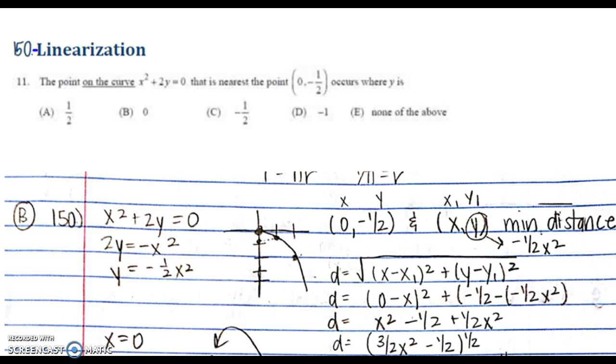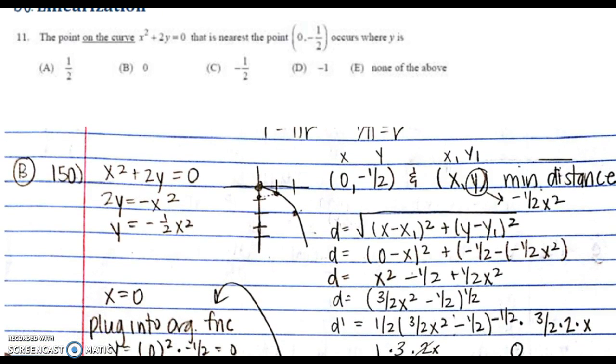This one probably isn't truly linearization. This is more of a rates problem. This is a hard one. So you have a point on this curve, which ends up being just an upside down parabola. What point on this curve is nearest to the point (0, -1/2)? So (0, -1/2) would be, I'll make it red right here, and it wants to know which is closest to it. Is it right here? Is it right here?